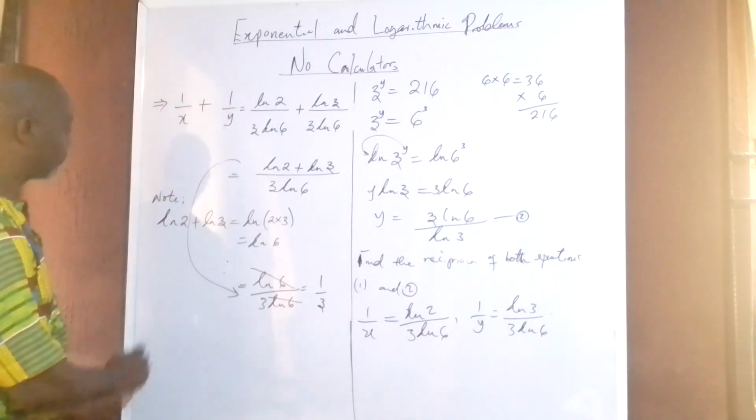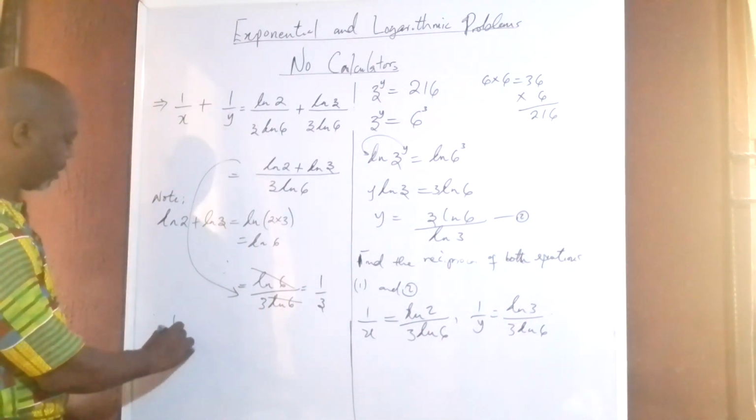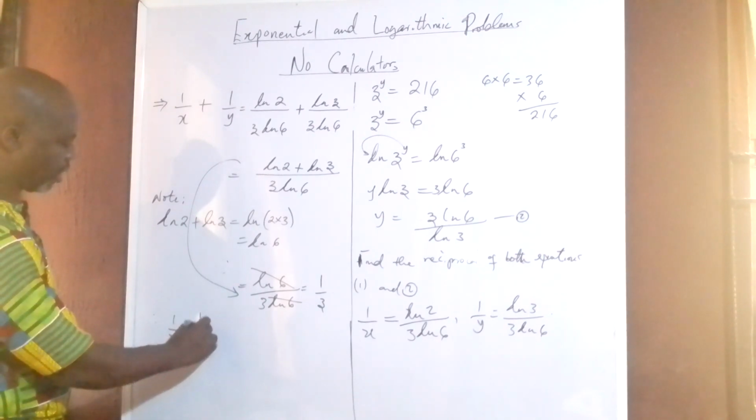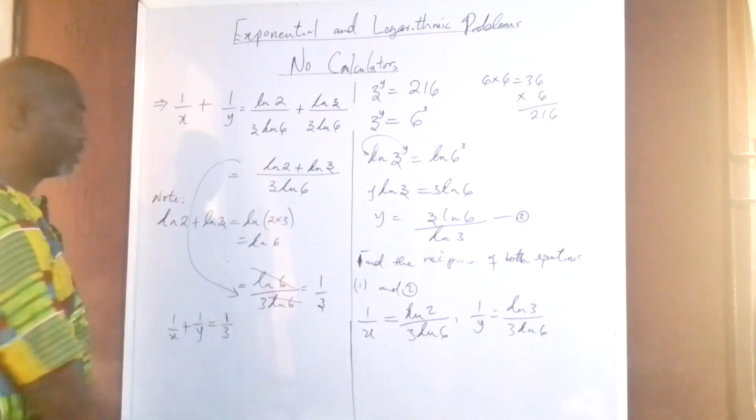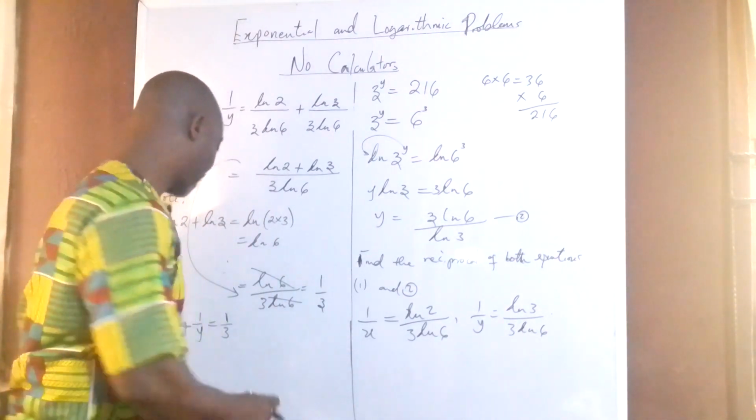Therefore, 1 over x plus 1 over y will be equal to 1 over 3. So that is the result. That's for method 1.